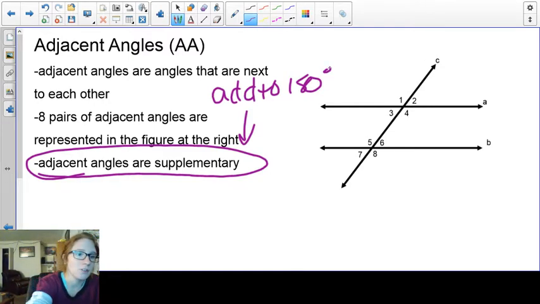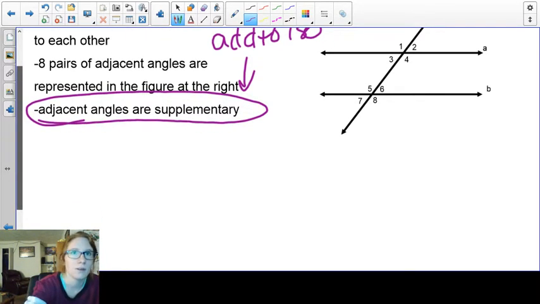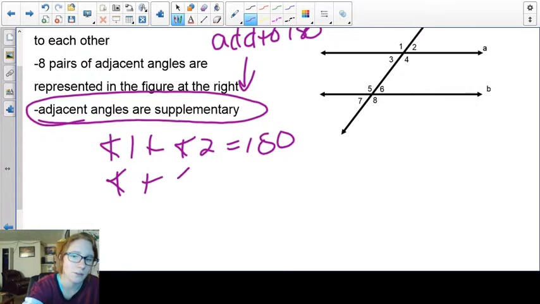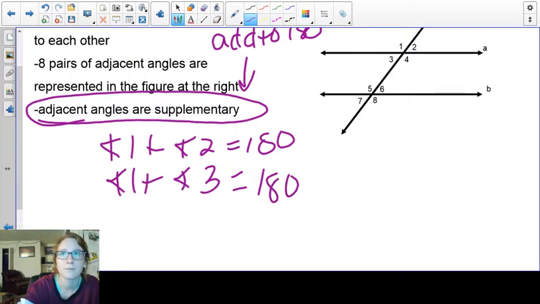So if we look at some adjacent ones, angle 1 is adjacent to angle 2, and they're equal to 180. And angle 1 is also adjacent to angle 3, and those equal 180. I want you to see if you can list all of the adjacent pairs of angles. I already did 1 and 2 and 1 and 3. Go ahead and pause the video and catch up with me.